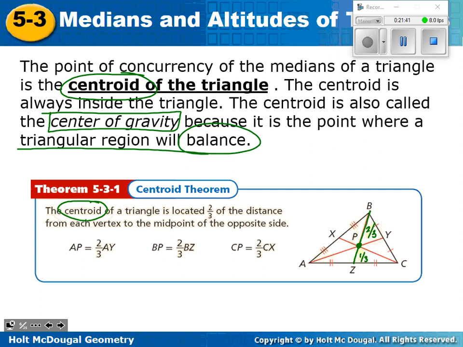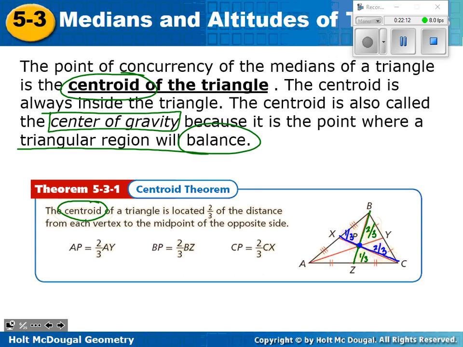Are you guys with me? So it's going to split it into two pieces. Every median. So here's a median. I'll draw it with a different color. The centroid splits that blue line into two pieces. Do you see the two pieces? We've got CP and XP, two pieces. One of those pieces is going to be 1/3 of the whole thing. The other piece is going to be 2/3 of the whole thing. Do you see it there? Okay, you have to know which one is the 1/3 and which one is the 2/3.